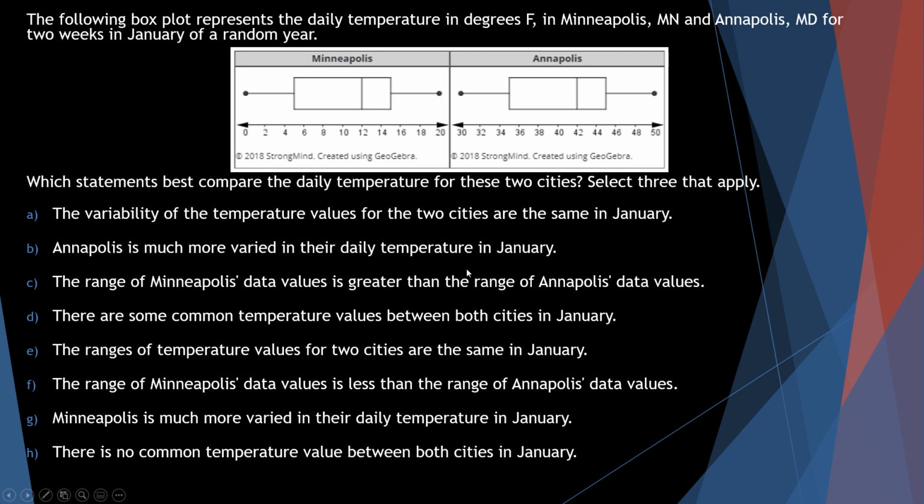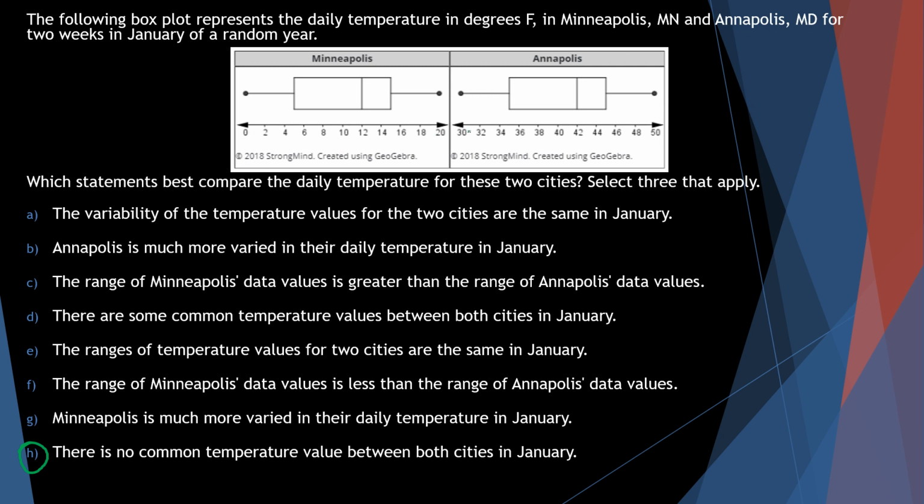Right, here we have a box plot representing Minneapolis and Annapolis for 2 weeks in January for the temperature. We want to know which statements best compare these two cities, and we're going to select 3 of them that apply. And yes, there are a lot of options for this question. Let's start by looking at the numbers on the bottom. It looks like Minneapolis is going to be much colder because it goes from 0 to 20 compared to Annapolis, which is 30 to 50. So I would say that they're not going to have any temperatures in common.